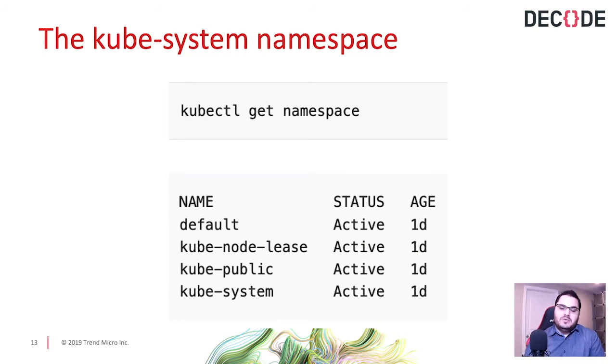The other namespaces are just there by default. If you create objects and you don't specify a namespace, they'll be created in the default namespace. And that's about it for the namespaces here.